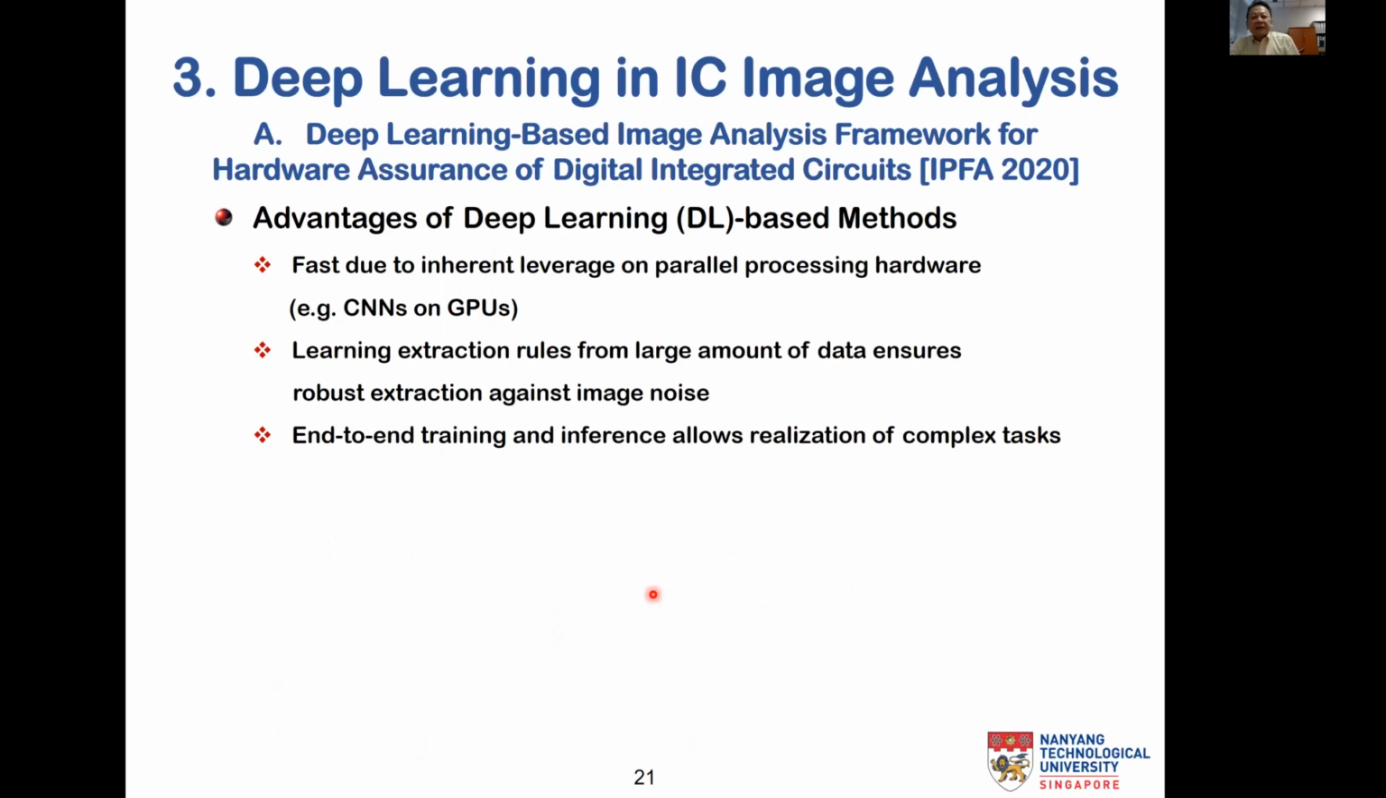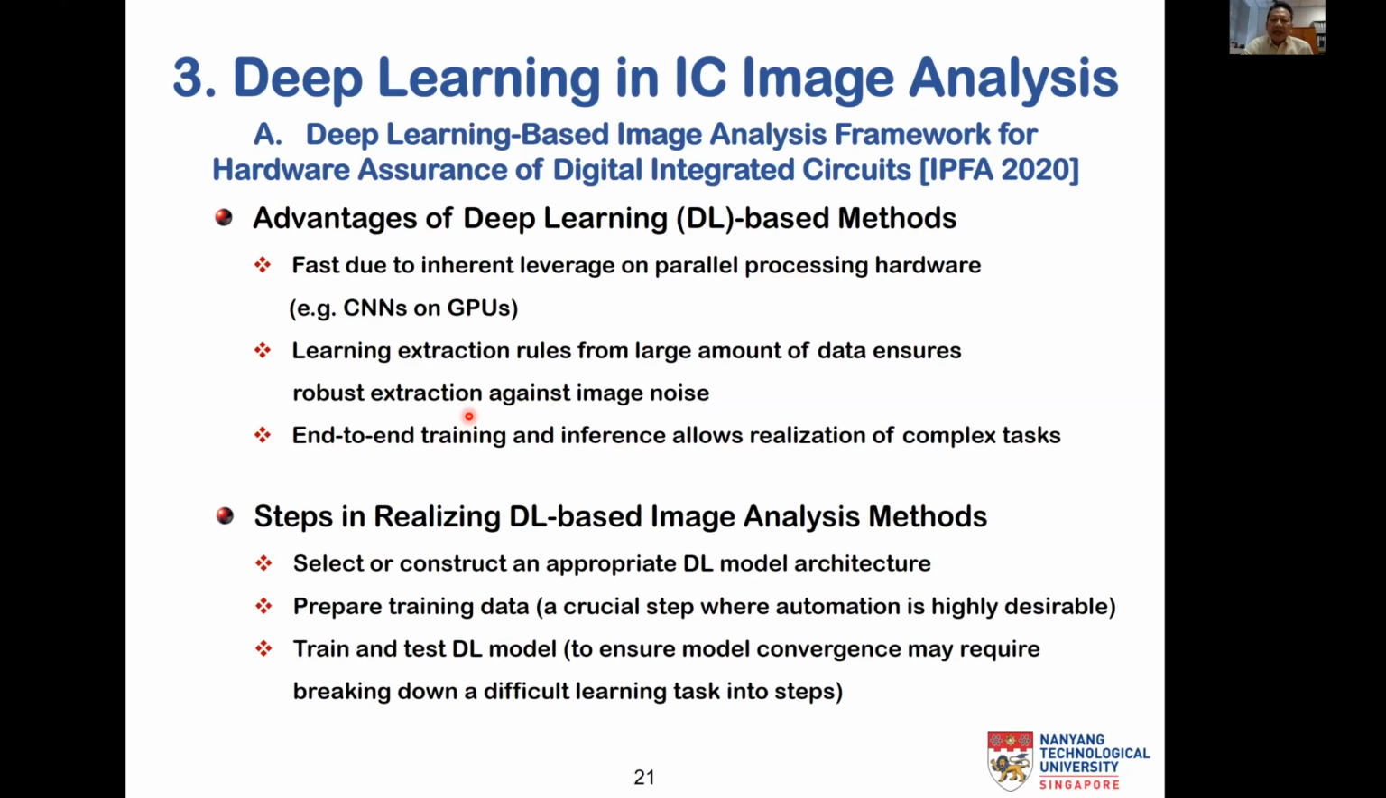If you look here, the advantage of using the deep learning based method is that it is fast due to the inherent leverage of parallel processing using CNNs on GPUs. And also learning extraction rules from a large amount of data ensures robust extraction against image noise. So you can continue to learn with new data. End-to-end training and inference allow realization of complex tasks. So we learn and train, and subsequently inference again and train again. For complex tasks, you have to do it many, many times.